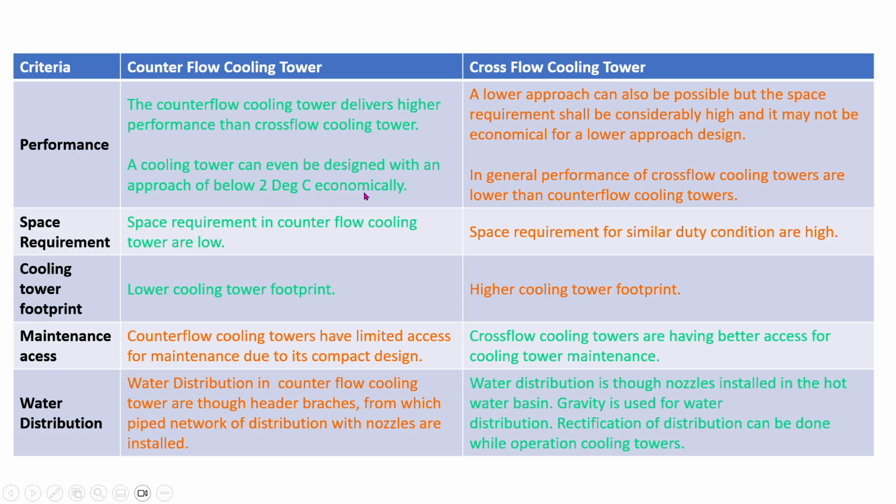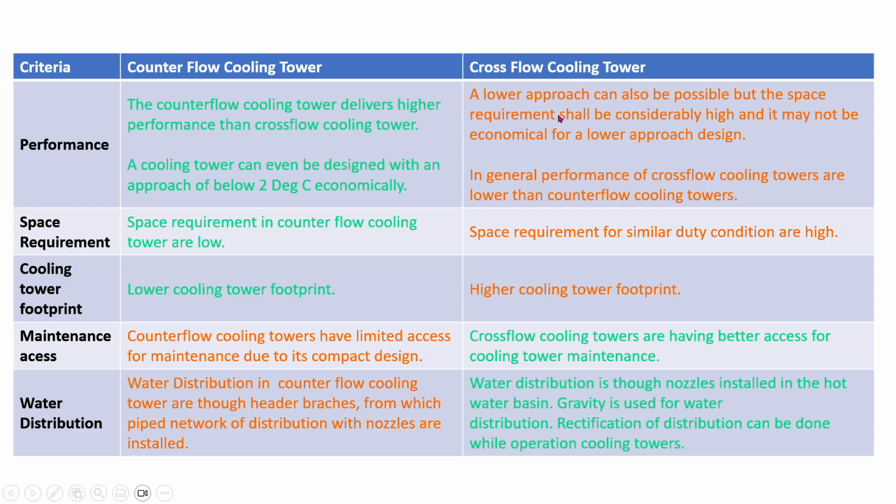What is approach? Approach is the difference between the cooling water outlet temperature and the wet bulb temperature. Wet bulb is the minimum cooling temperature you can achieve, and in the counter flow you can reach very near to the wet bulb temperature, within 2 degrees. Below 2 degrees is also possible, near to your wet bulb temperature.